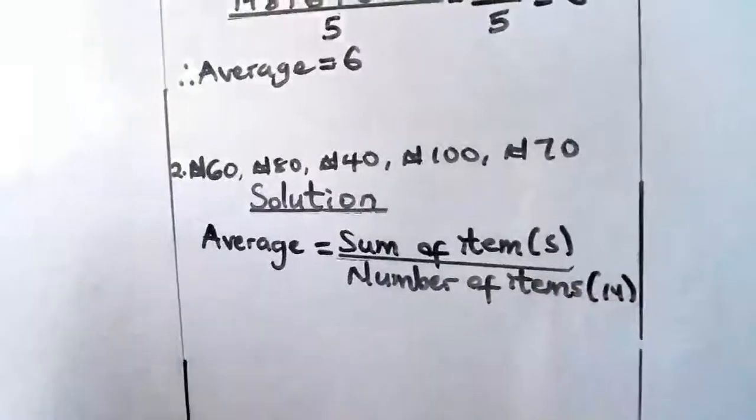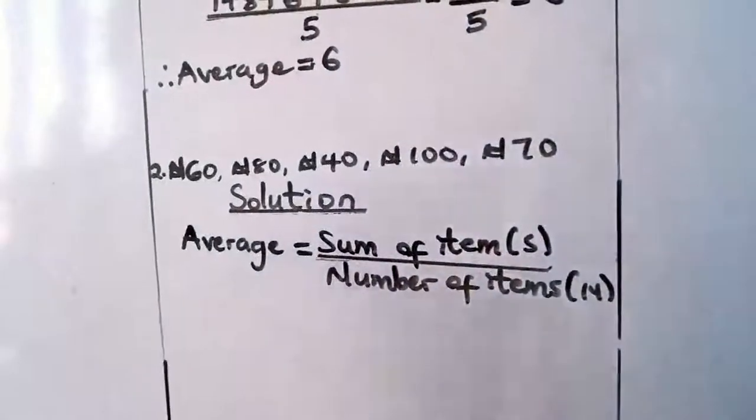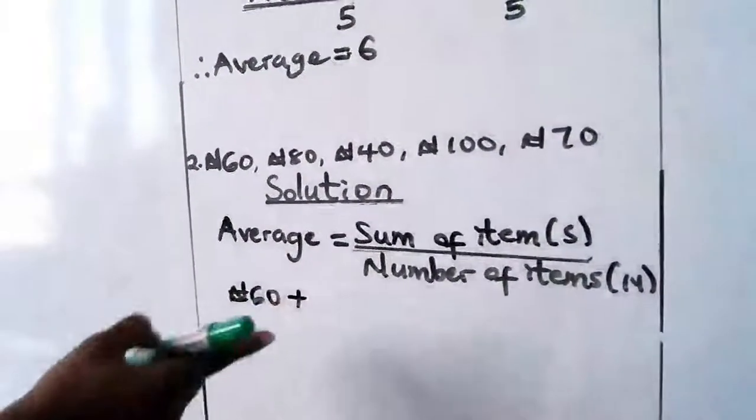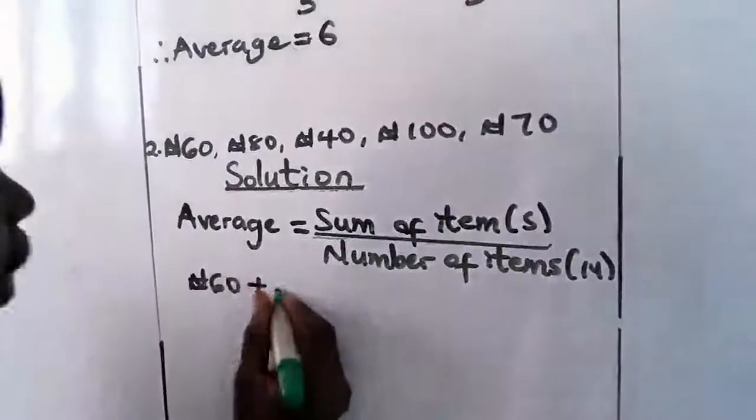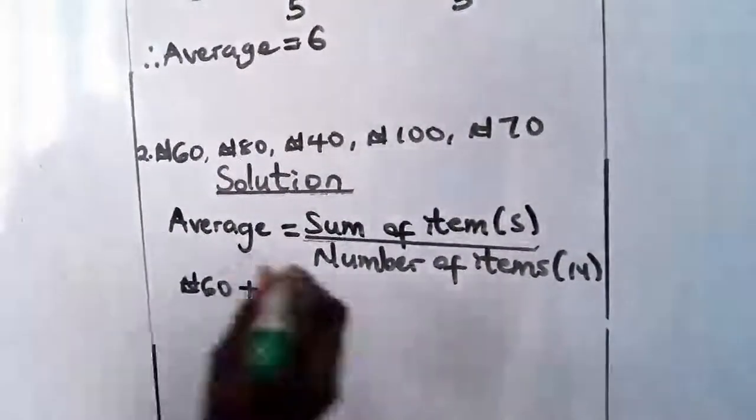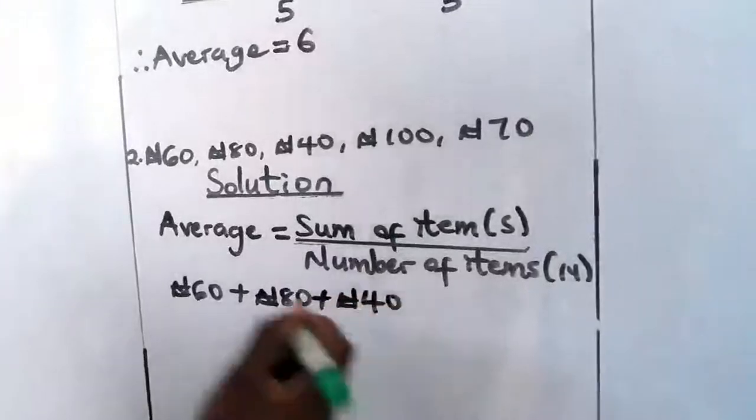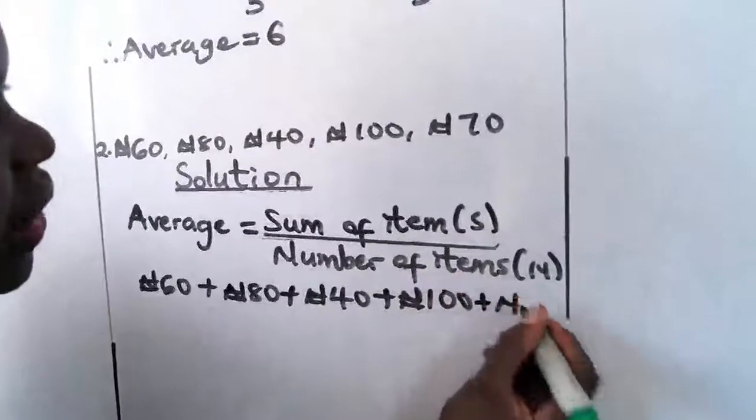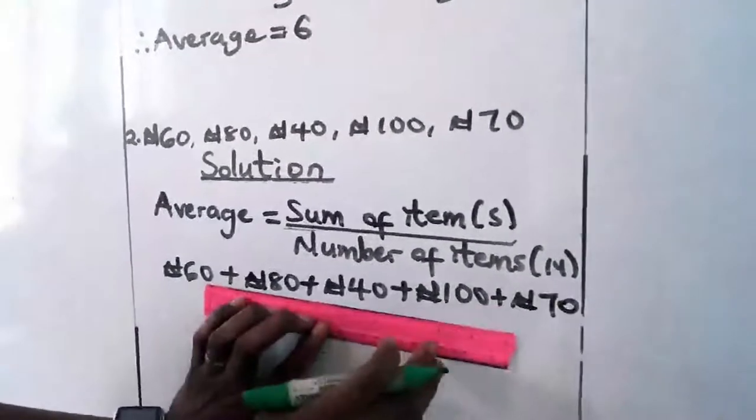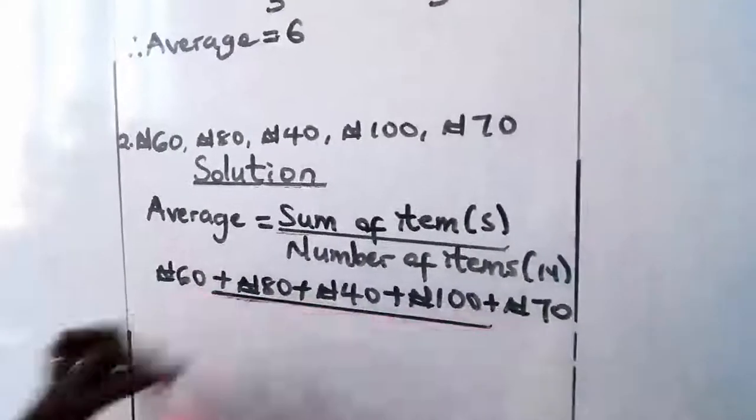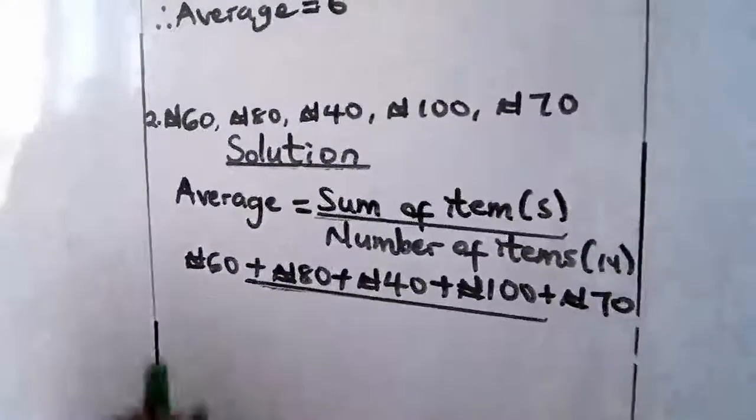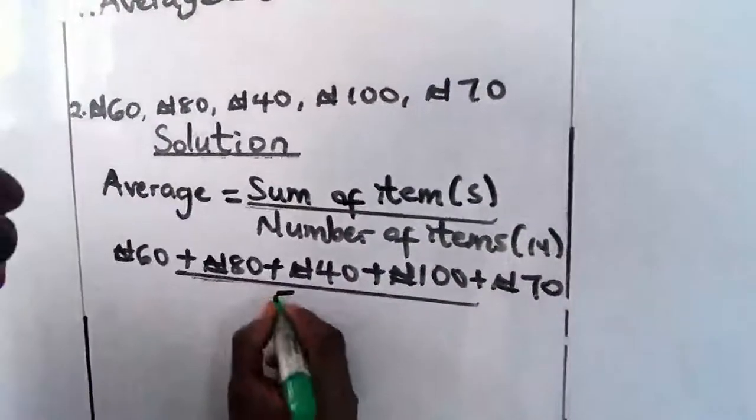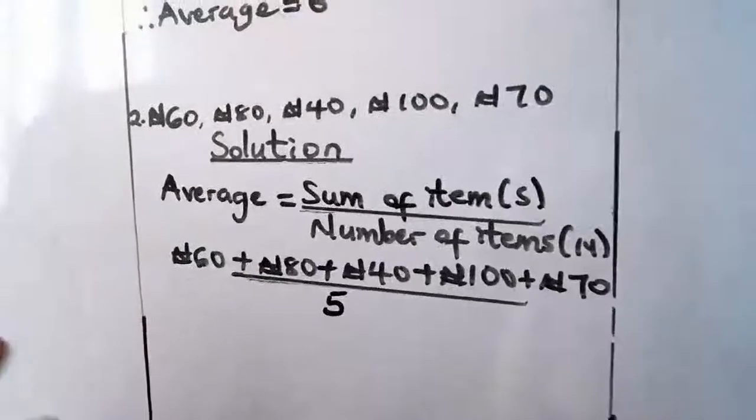Number of items is N. Now let's list out our items. Remember, you capture it with the value. Let's go, everybody. 60 naira plus, we put plus because we are summing it up. Plus 80 naira. Next one, 40 naira plus 100 naira and plus 70 naira. Over, this time we're going to count because we need to know what number the items are. So let's count, everybody. 1, 2, 3, 4, and 5. 5 again. It's just a coincidence. You won't actually be given 5 items every time.